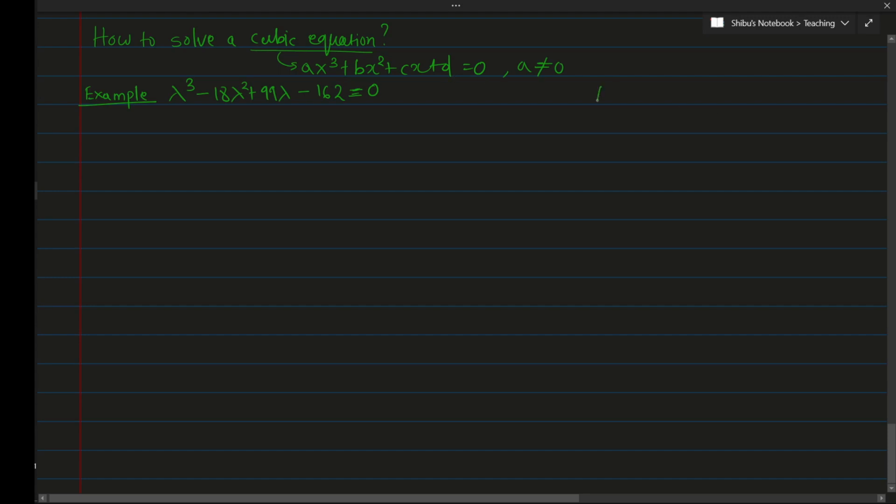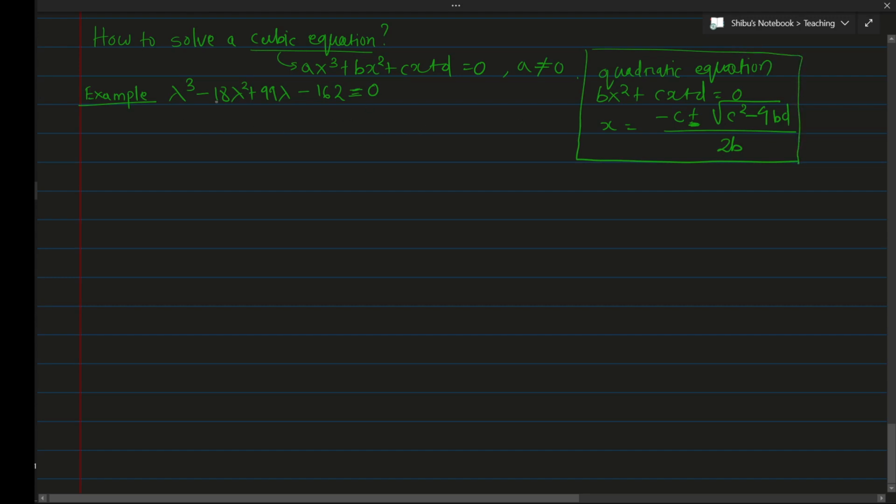Let's say we have this quadratic equation bx² + cx + d = 0. Then its solution will be x = (-c ± √(c² - 4bd)) / 2b. So this will be the solution. Two solutions, one will be plus and one will be minus. So this is the solution of a quadratic equation, right? So this we know already. Now we'll learn in this video how to solve a cubic equation.